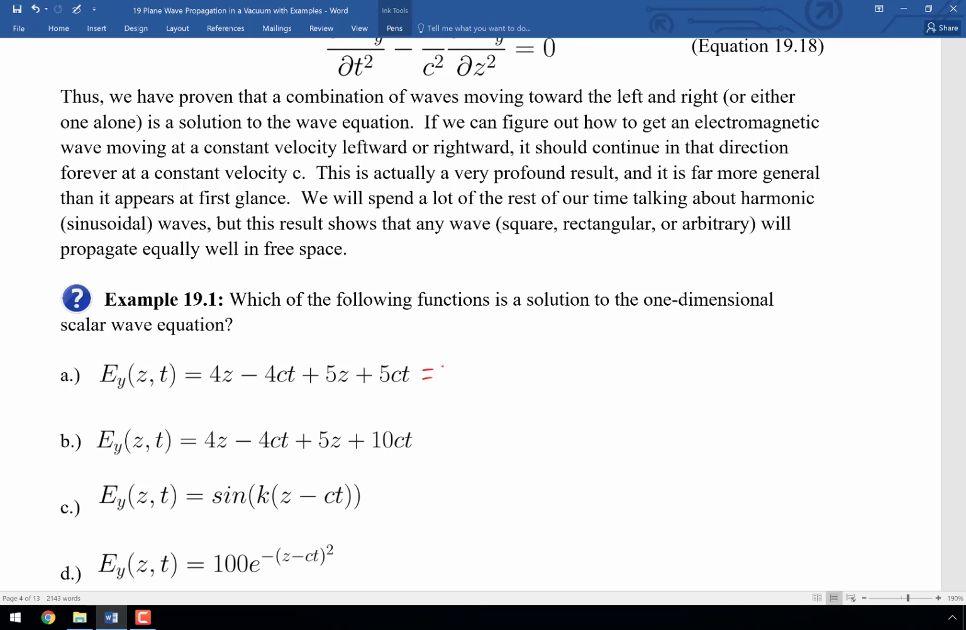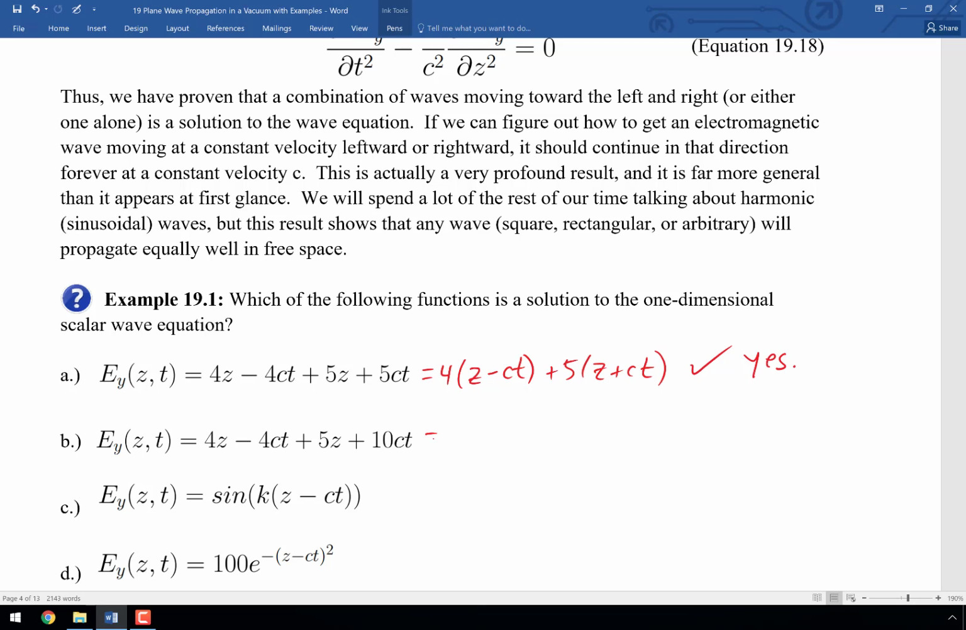So I can factor out a 4 out of these first two terms, z minus ct times 4, plus 5 times z plus ct, and I do in fact have some function of z minus ct plus another function of z plus ct, and so therefore, yes, this will in fact satisfy the wave equation. I should probably write out the word yes instead of just a check mark.